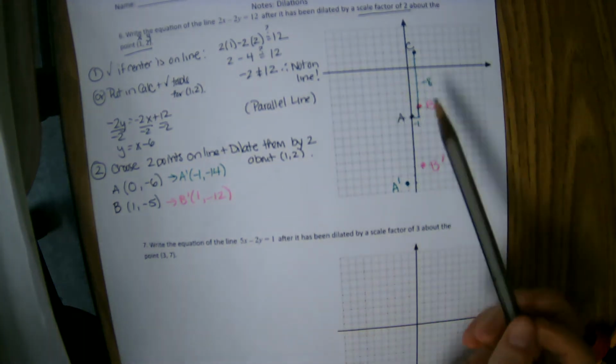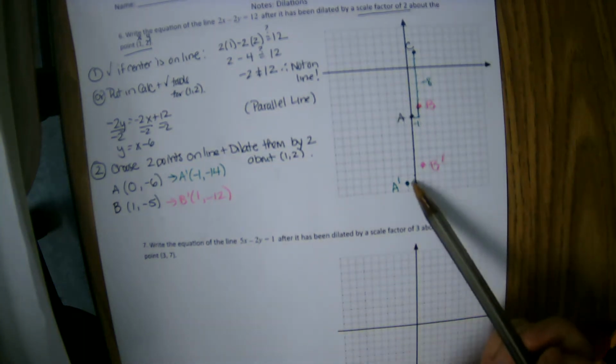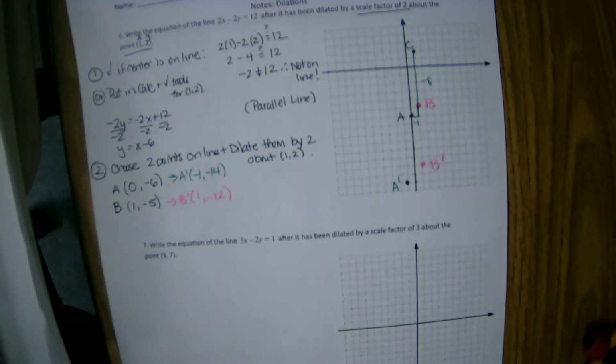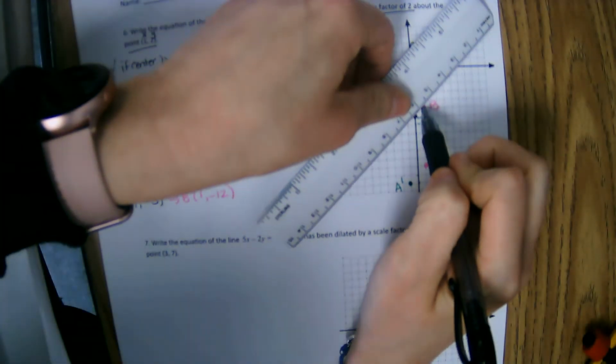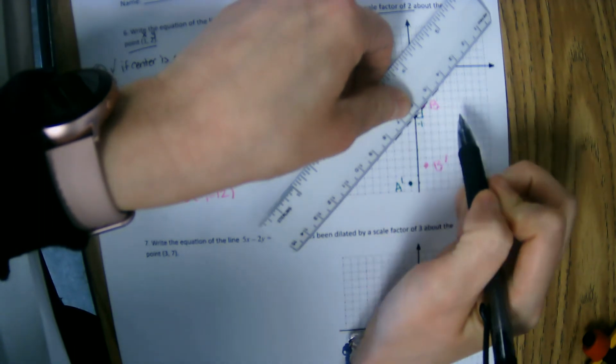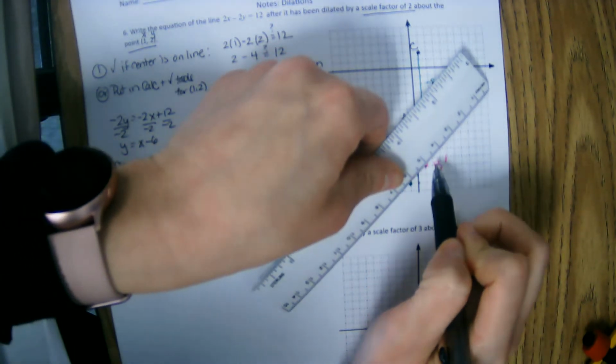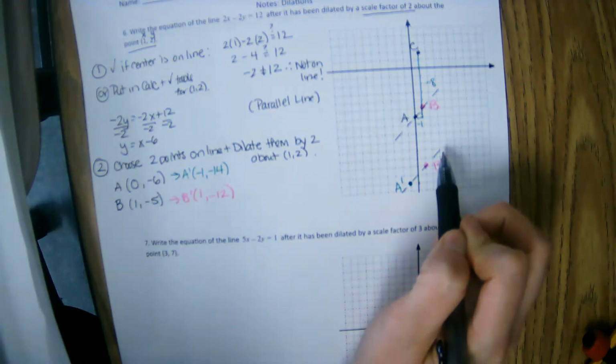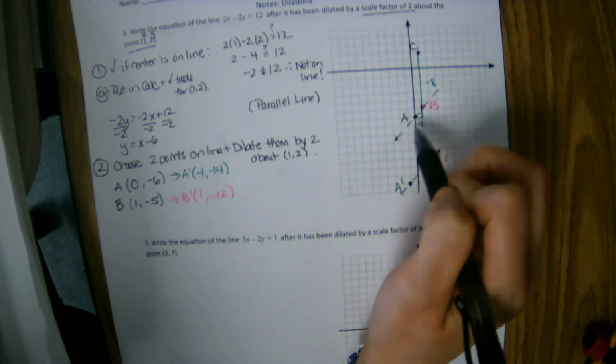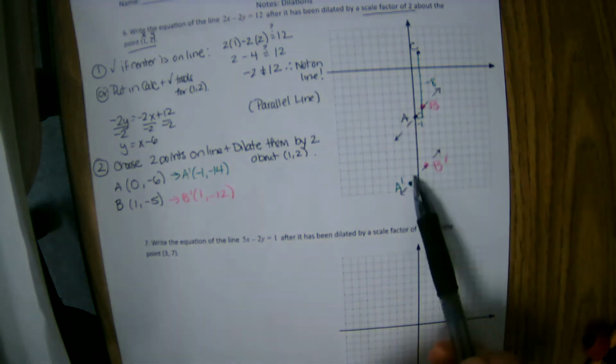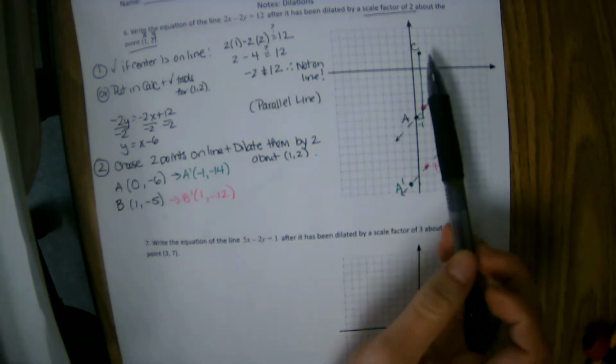So now I have these 2 points, A prime and B prime. Those you should see right from your graph right here. If you were to connect A and B, that original line right there should be parallel to our A prime, B prime line right here. And this line is going to be twice the distance from C.